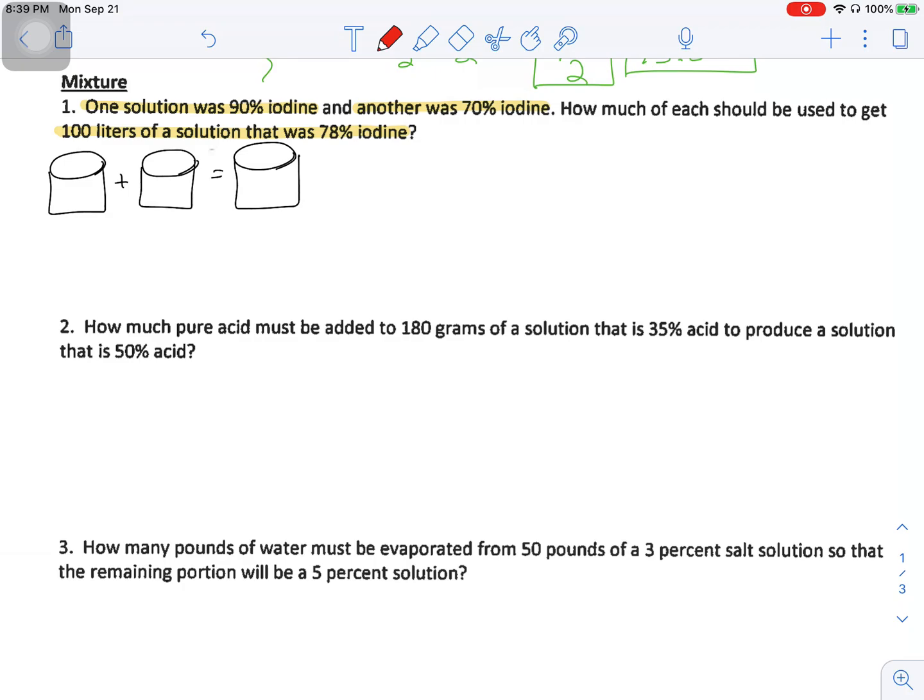So it says one solution was 90% iodine. We're going to add 70% iodine to that, and we are trying to create 78% iodine. Okay, so that's all of my percentages. Again, I picked the oval at the top for all the percentages. That's what I'm going to use it for.